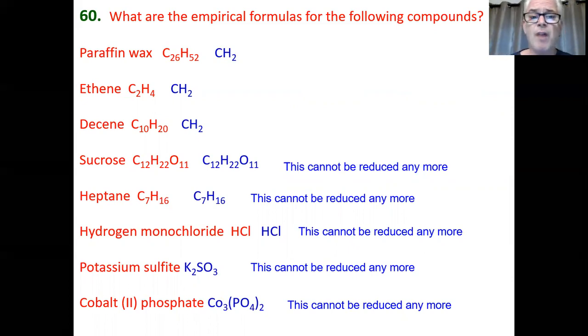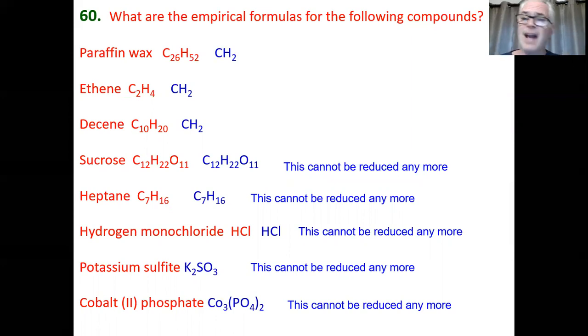Sucrose, C12H22O11. That's a really big molecule, but we have even and odd numbers, and we can't reduce that at all. So the formula for sucrose is also its empirical formula, making it a maximally stupid problem to do, but it shows up on the Regents. Heptane, C7H16, again, odd number, even number, no way to reduce that. So the molecular formula is the empirical formula as well. HCl, 1-to-1, can't be reduced.